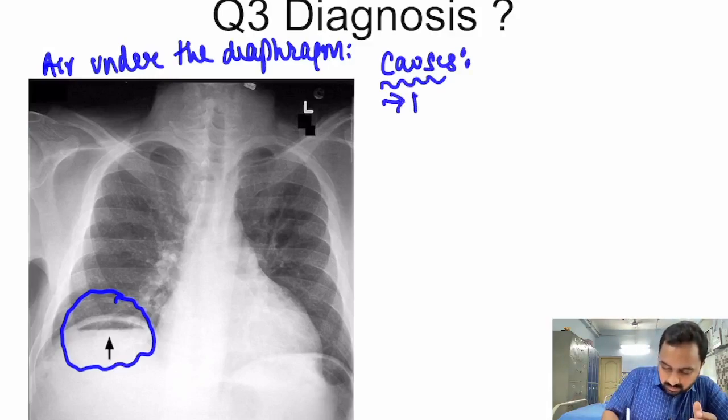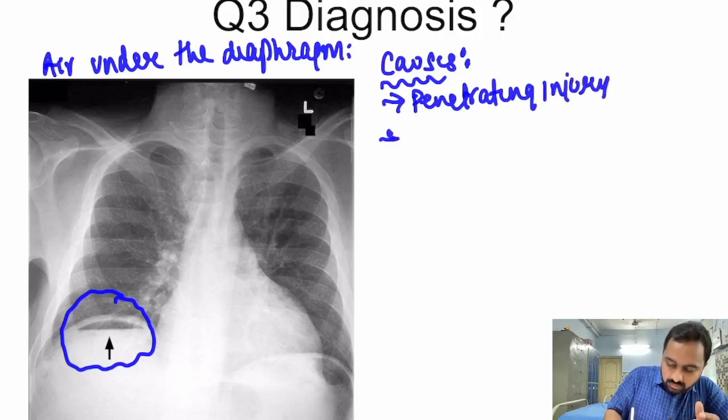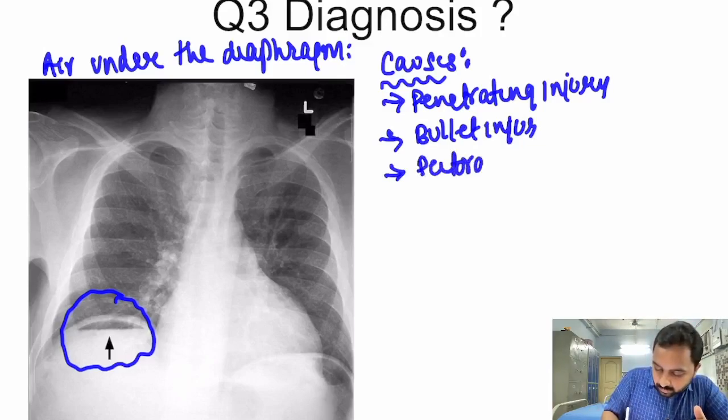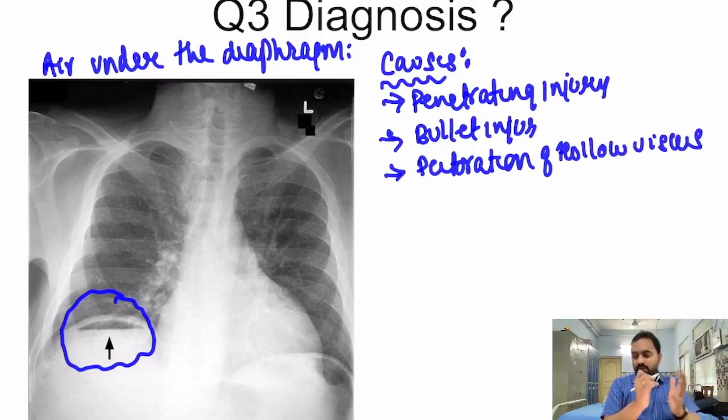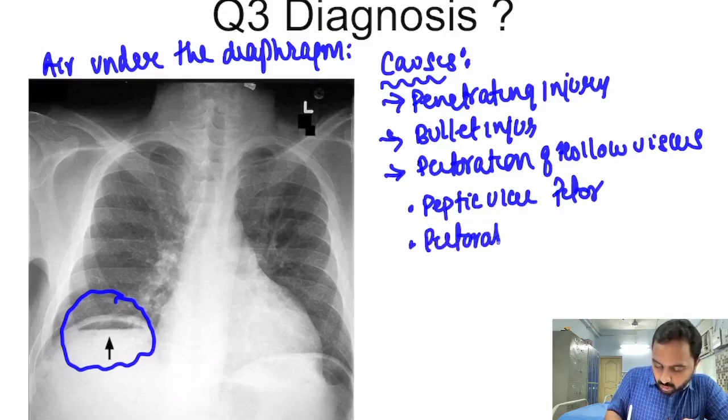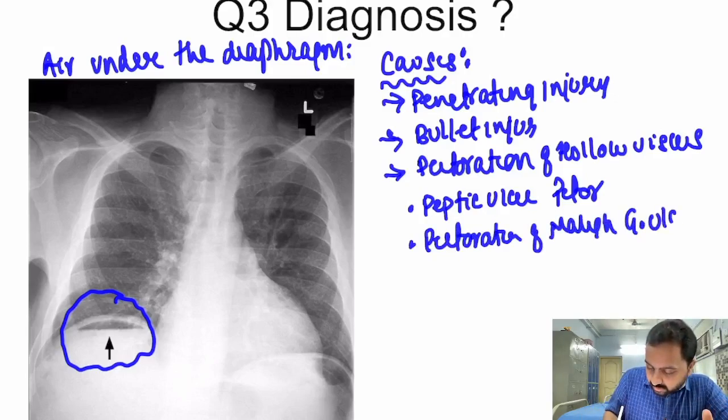So causes could be a penetrating injury, right? Penetrating injury to the abdomen. Then it could be a bullet injury to your abdomen, or it could be due to some perforation in the hollow viscus, right? Perforation of hollow viscus. So what are the points that it can be in the perforation of the hollow viscus? So number one, it could be due to the peptic ulcer perforation. It could be due to the perforation of malignant gastric ulcer. Malignant gastric ulcer. It could be due to small bowel perforation, right?